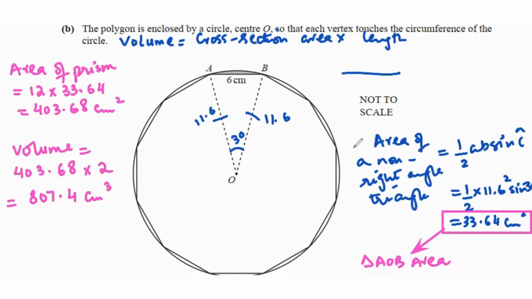So to quickly recap the entire thing, first we started with understanding how we'll find the volume, which is by multiplying the cross-section area with the length. Then we tried to find the cross-section area by finding the area of one triangle of this prism through the area of a non-right angle triangle formula, 1 over 2 ab sine C. And then we multiplied that area by 12 to get the area of the entire prism. And once we got that, we multiplied the area with the length, which is 2, to get the volume of the prism.